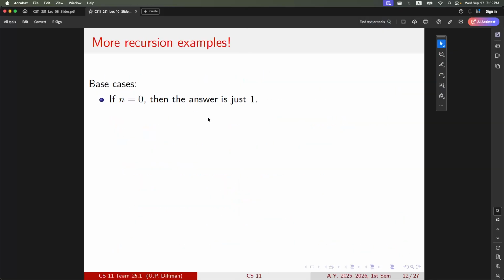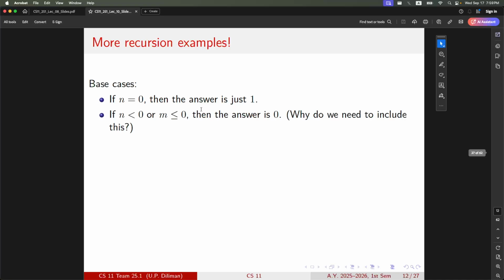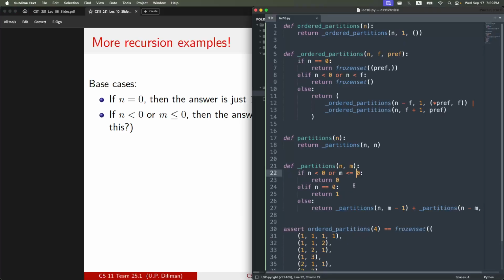Okay, if n is 0, the answer is just 1. If n is less than 0 or m is less than or equal to 0, then the answer is 0. Why does this matter? Because, of course, if n is less than 0, then there's no partitioning. If m is less than or equal to 0, then no matter what n is, we can no longer create a valid partitioning using positive integers because the largest summand is at most 0 or less than 0. So this is 0.